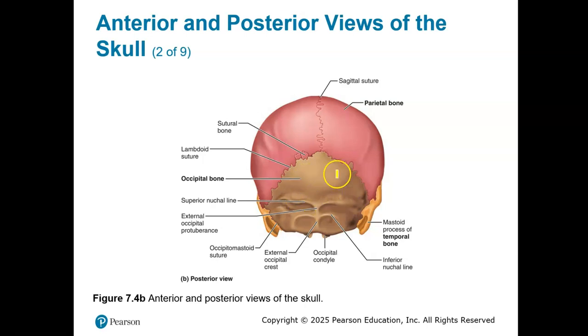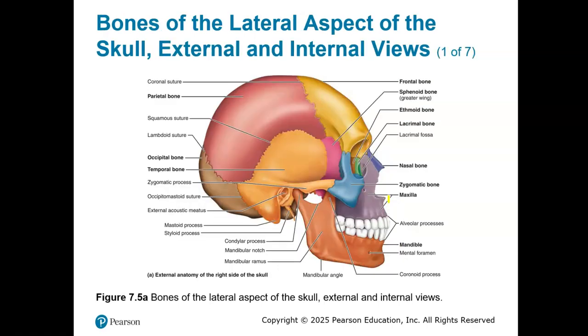You can see here the occipital bone in this posterior view. You can see the lambdoid suture. You can see the sagittal suture. And then in this view, you can see the coronal suture, and you can see the squamous suture. And the one you can't see is the sagittal, but it would be kind of up here at the top between the two parietal bones.